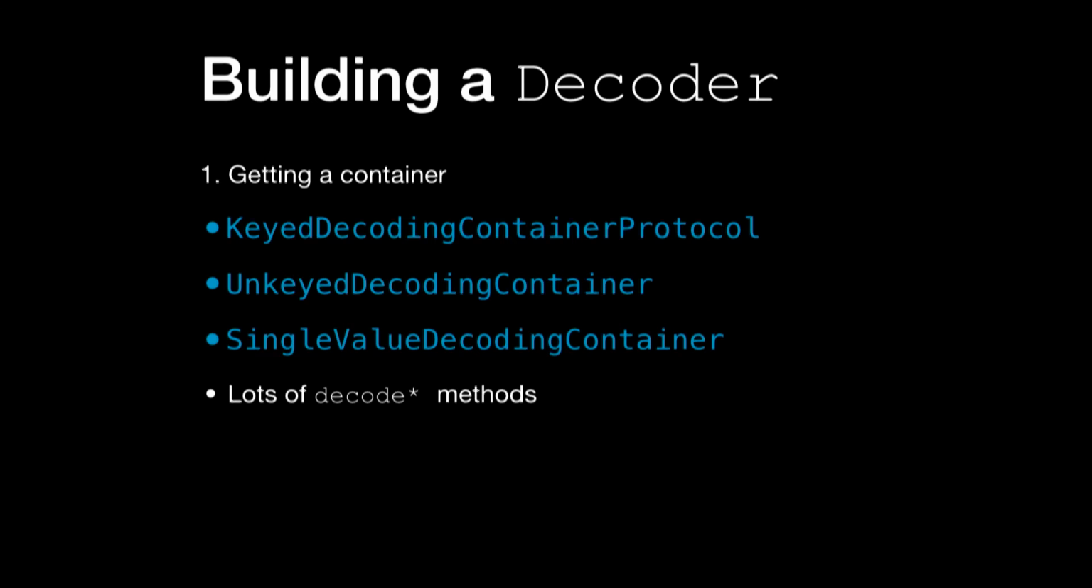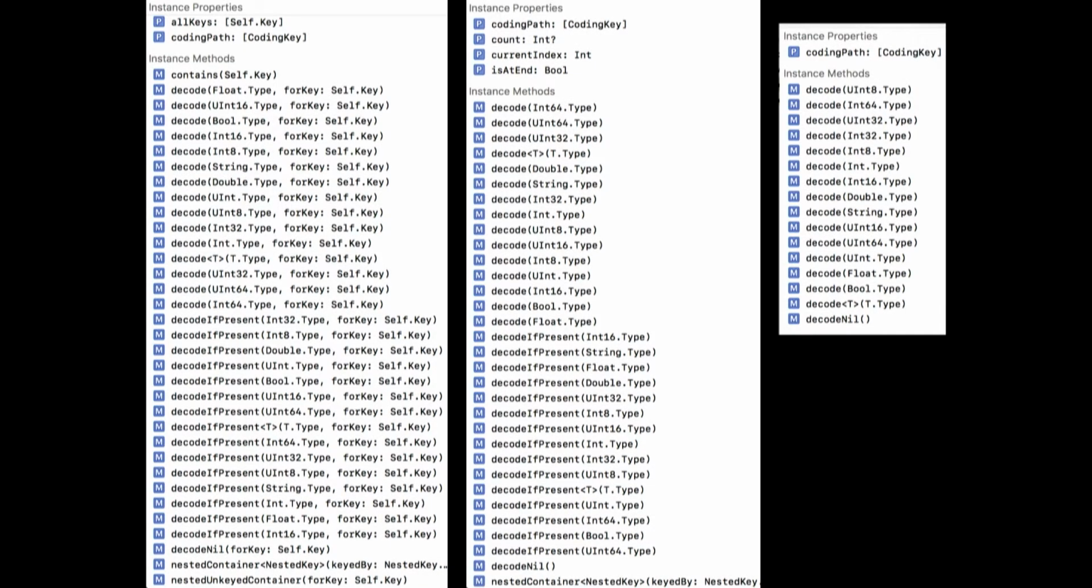And when I say a lot, I mean there are really a ton. So this is all of them. From left to right, we have keyed decoding container, then unkeyed decoding container, and then single value decoding container. Now this looks kind of crazy and scary and seems like a lot of work, but I'm going to try and break it down and help us build a mental model so that we can work through this. It actually gets a little bit simpler.